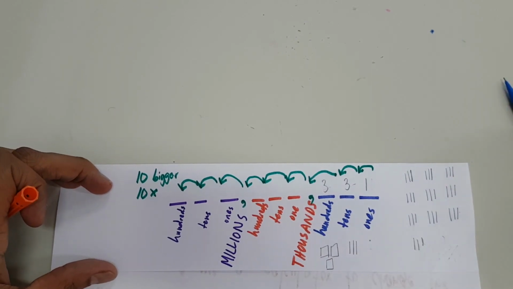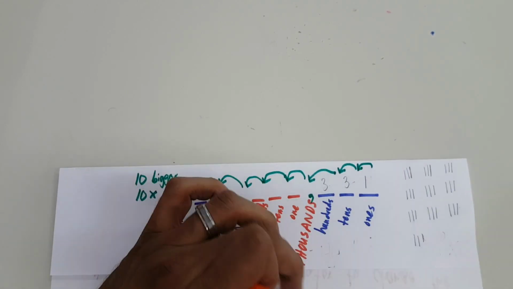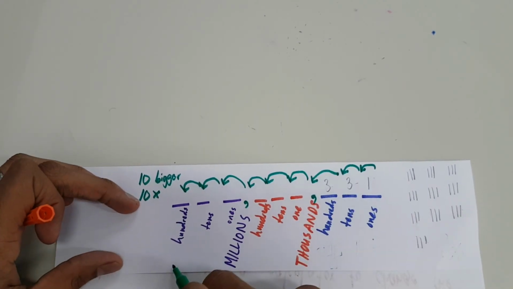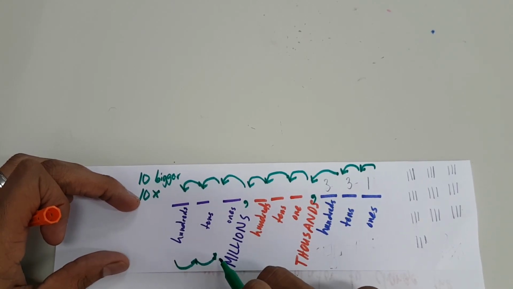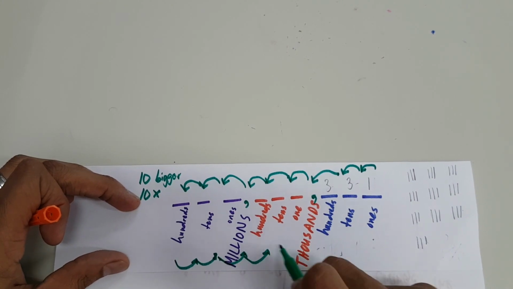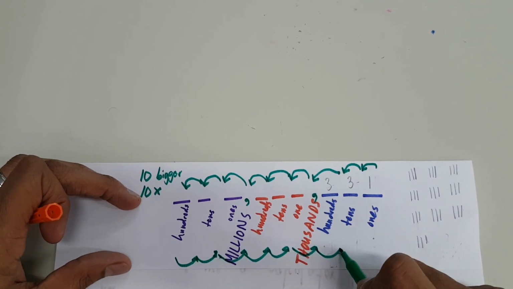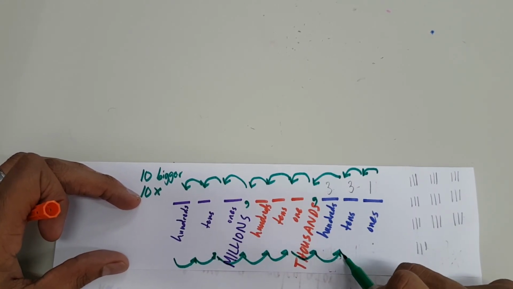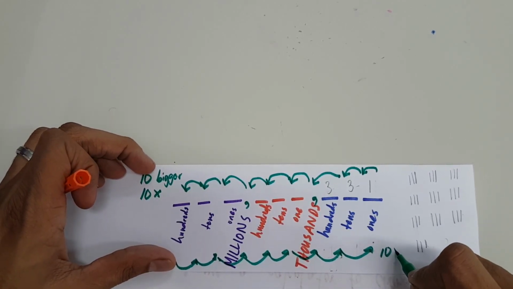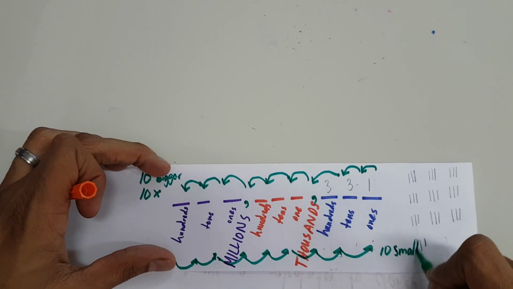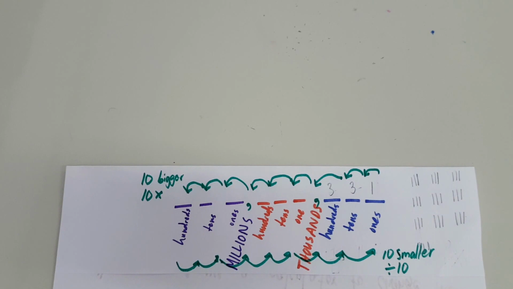So 3 tens is 10 times smaller than 300. So when things move to the right on the place value chart, they get 10 times smaller. So for hundreds to turn into tens, they have to get 10 times smaller. For tens to turn into ones, they have to get 10 times smaller, or I can say divide by 10, right?